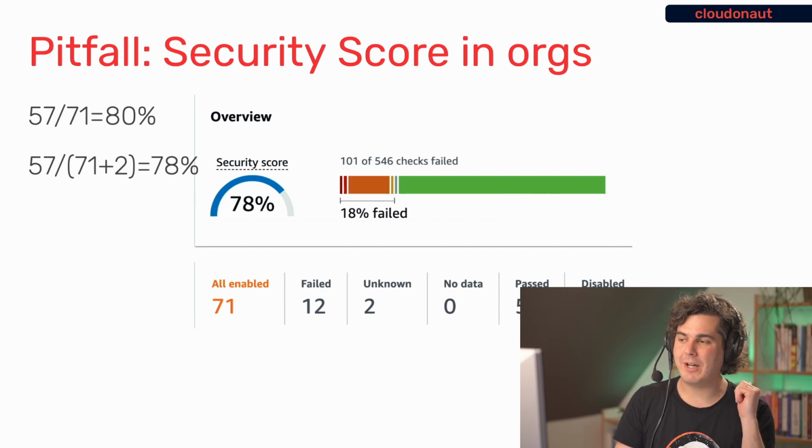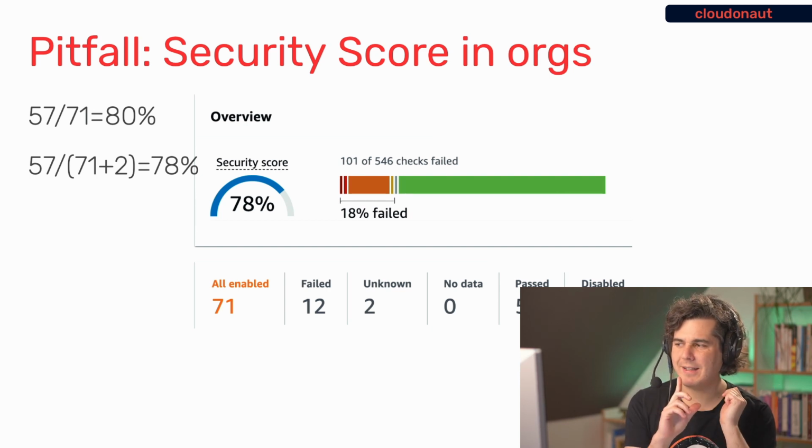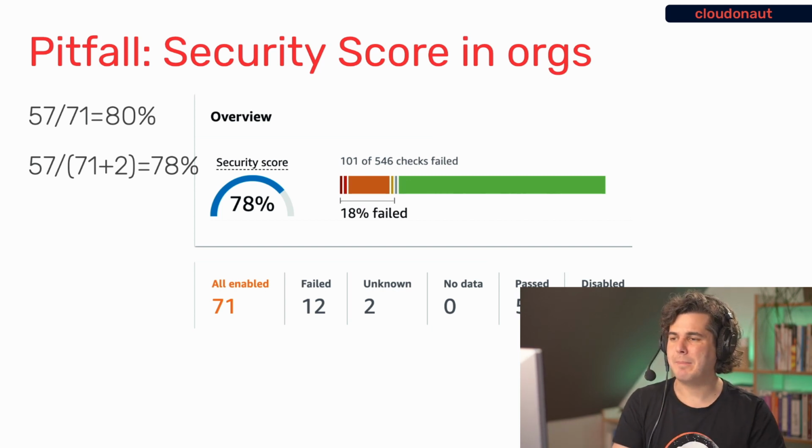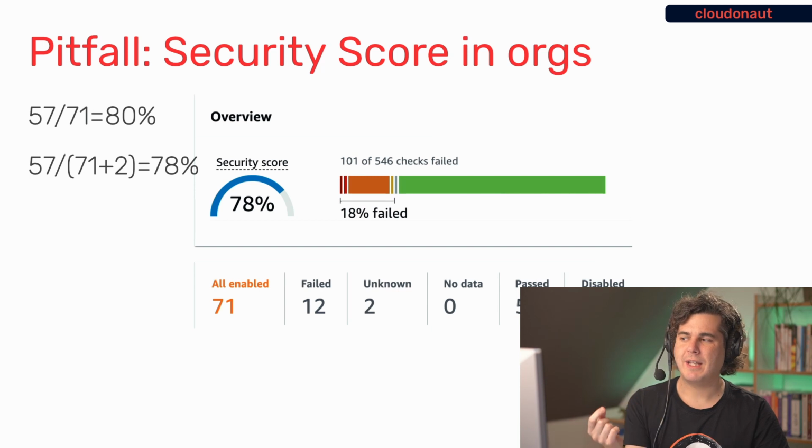Okay, so now we understand how the security score is calculated. If we do that calculation for those numbers, 57 divided by 71, we get 80%. As you can see, that number doesn't match with what you see on the screen. So something is wrong here. If you would do that calculation in Security Hub, if you are not using organizational mode, but run it just in a single account, this number would match with what you see on the screen.